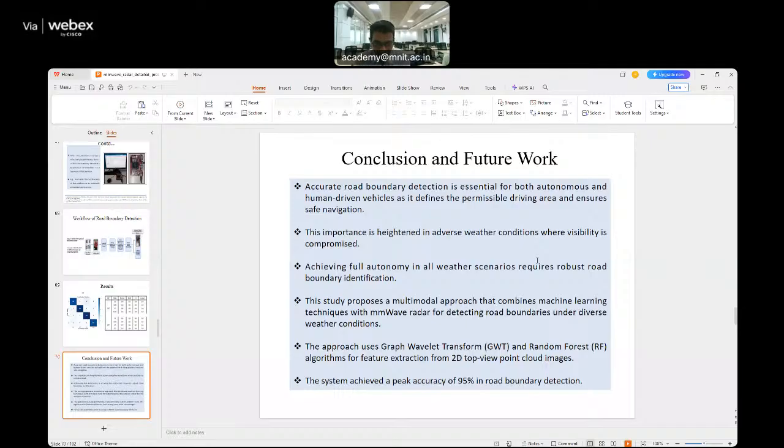So, conclusion and future work. Accurate road boundary detection among the four categories is essential for both autonomous and human-driven vehicles as they define the permissible driving area and ensure safe navigation. This importance is heightened in adverse weather conditions where visibility is compromised. Achieving full autonomy in all weather scenarios requires robust road boundary identification. This study proposes a multimodal approach that combines machine learning techniques with mmWave radar for detecting road boundaries under diverse weather conditions.